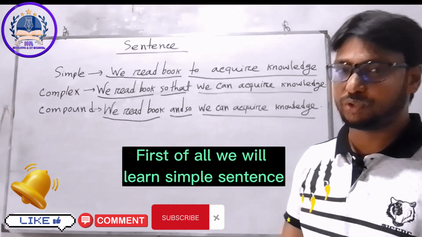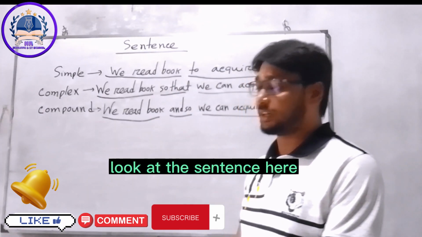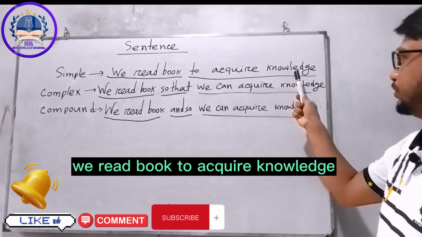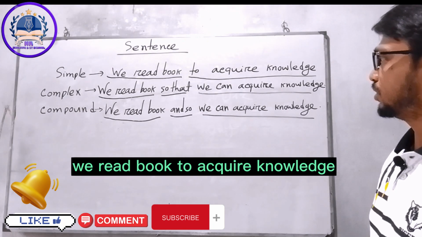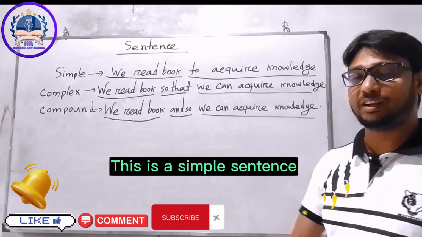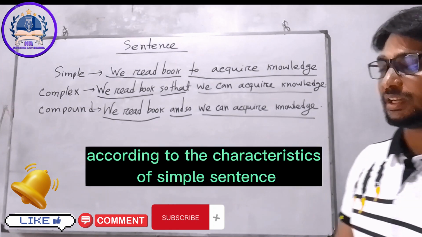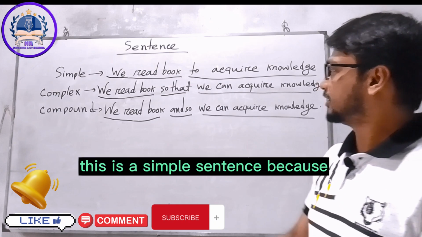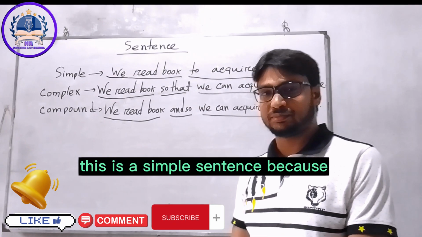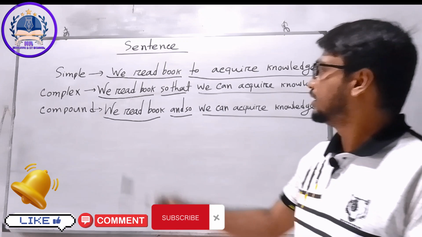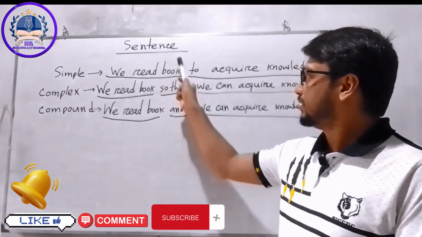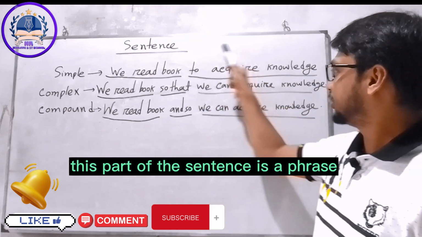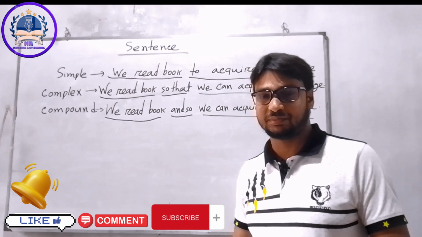First of all, we will learn simple sentence. Look at the sentence here. We read book to acquire knowledge. This is a simple sentence. According to the characteristics of simple sentence, this is a simple sentence because we read book, this is a clause. To acquire knowledge, this part of the sentence is a phrase.